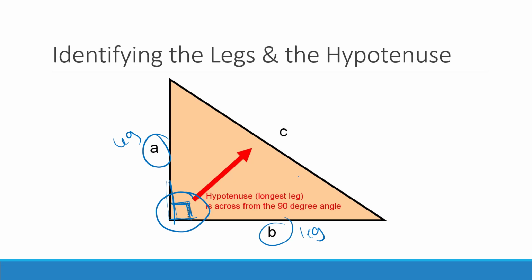C is always the longest side, is always the slanted side. This is going to be your hypotenuse. This is, again, it's always the longest one. It's across from the chair.